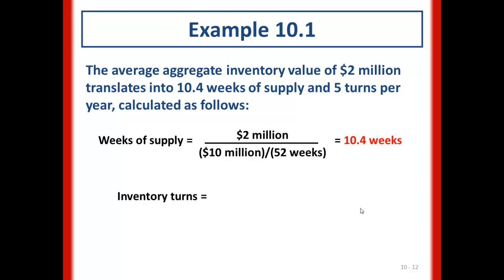Normally, an organization would like the weeks of supply number to be very small. A small weeks of supply number means the organization will have low inventory. Inventory turnover is about sales 10 million divided by average inventory 2 million, about 5 turns per year.